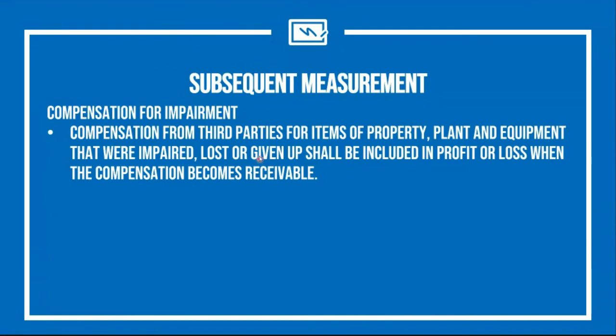Since we're talking about impairment, let us talk about compensation for impairment. In case there is compensation from third parties for impaired, lost or given up assets, it will be included in profit or loss when the compensation becomes receivable. In other words, the compensation for impairment will be recognized separately and it should not affect our computation of the impairment itself. If we computed that the impairment was 1 million, then the impairment loss of 1 million will be recorded in full, regardless of whether there is an expected compensation or not. Because in case there is a compensation, it will be recognized separately as a gain, a gain on impairment compensation. So the compensation for impairment will not affect the amount of impairment recognized in profit or loss.